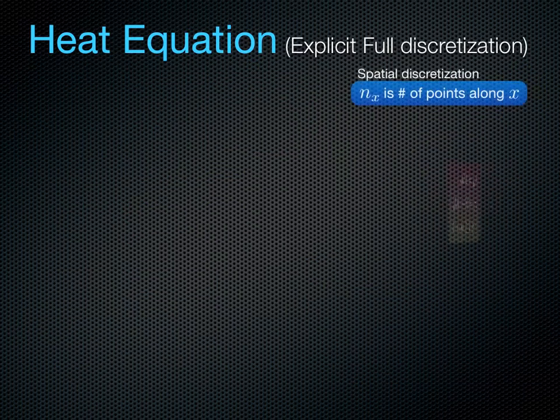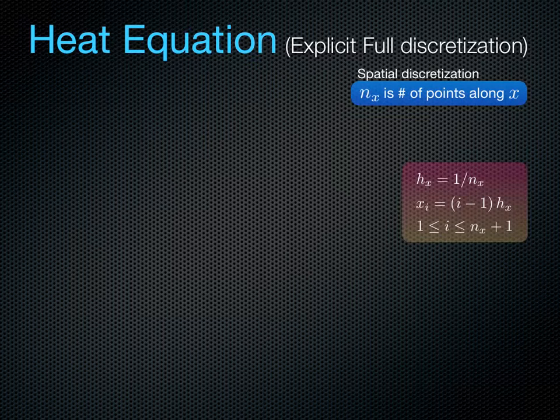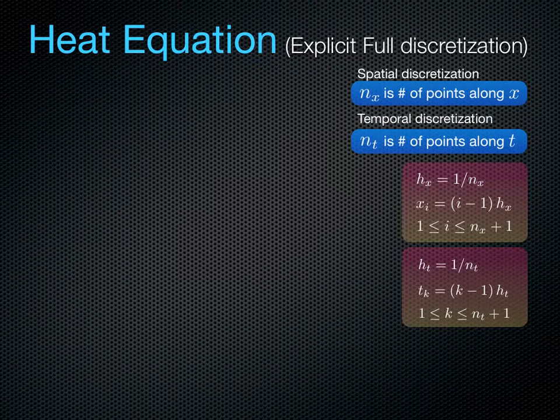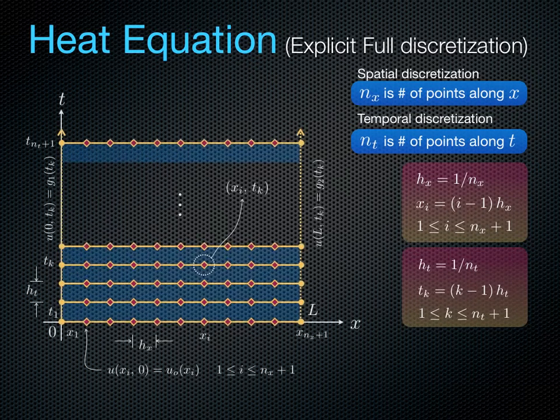Now let's talk about the explicit full discretization. In the explicit full discretization, both variables x and t are discretized. So we have the spatial discretization already in hand. Now we're going to do the same thing and do a discretization of the t-axis. Let us choose nt points along the t direction and define the discrete time instances t sub k through this index formula, which says t sub k is equal to k minus 1 times ht, ht being the time increment between our time slices.